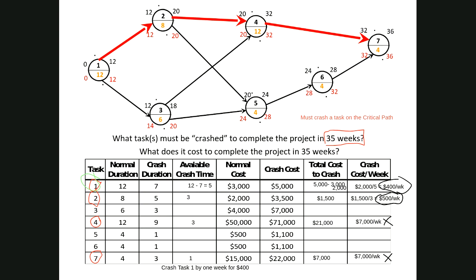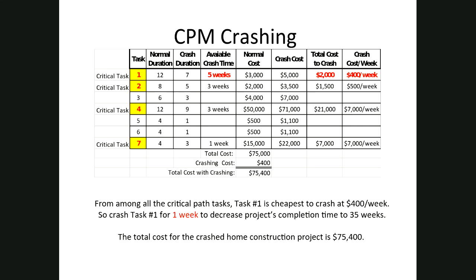Now, how do we do that? This is a summary, it's neater. So from among all the critical path tasks, those 4 tasks, task 1 is the cheapest to crash at $400 per week. So we're going to crash task 1 for 1 week to reduce the project completion time. And then you'll see the total cost for the project is $75,400, which is the sum of all of these normal costs plus our 1 week of crashing at $400.